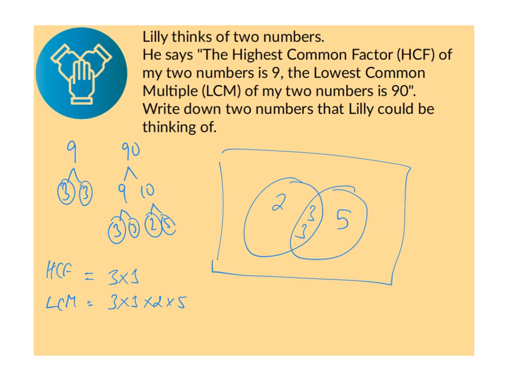Now, I need to then work out what these numbers are. The first number is 2 multiplied by 3 multiplied by 3, which is 2 multiplied by 3 is 6, 6 multiplied by 3 is 18. So this number on the left is 18, and then the one on the right, this one here, is 3 multiplied by 3 multiplied by 5. 3 multiplied by 3 is 9, 9 multiplied by 5 is 45. So Lily's two numbers could have been 18 and 45.